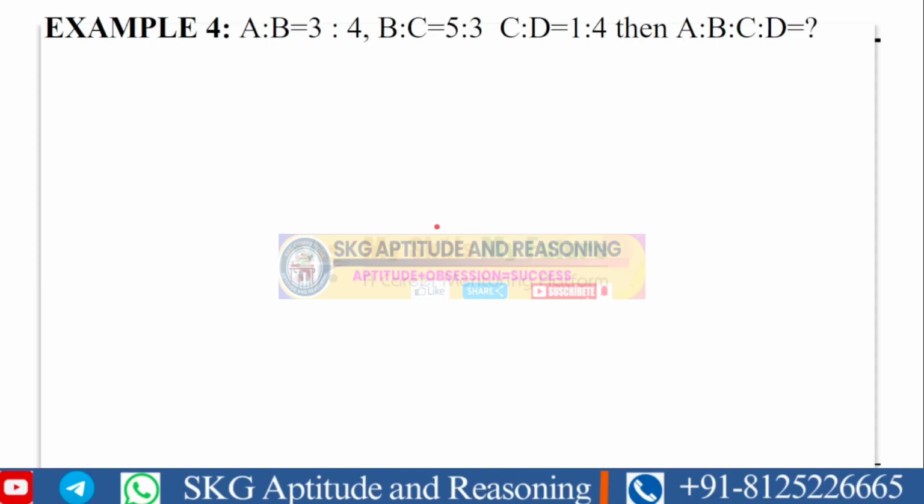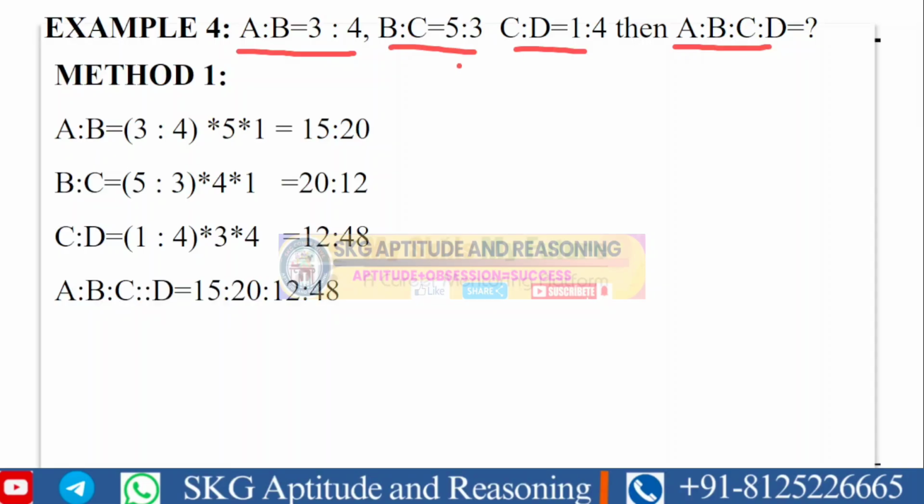And the last example is a is to b as 3 is to 4, b is to c as 5 is to 3, c is to d as 1 is to 4. He asks us to find the value of a is to b is to c is to d. In this also we have 2 to 3 methods. So the first method is a is to b.